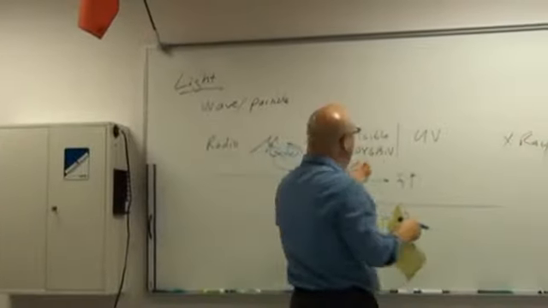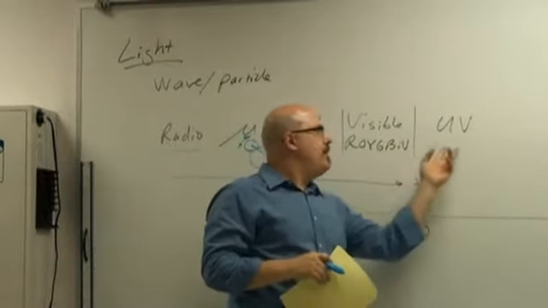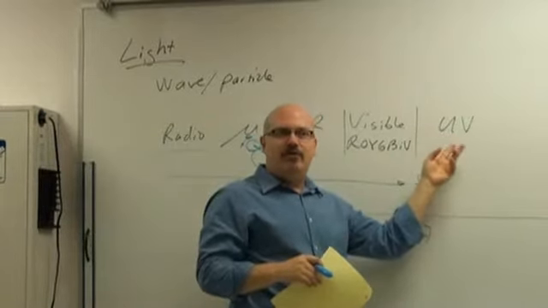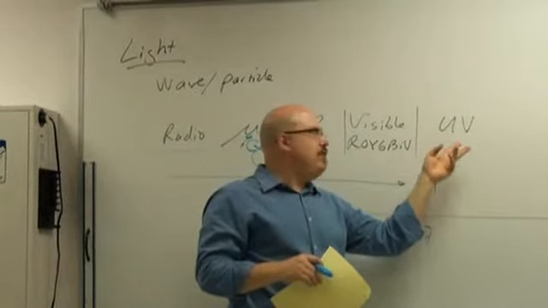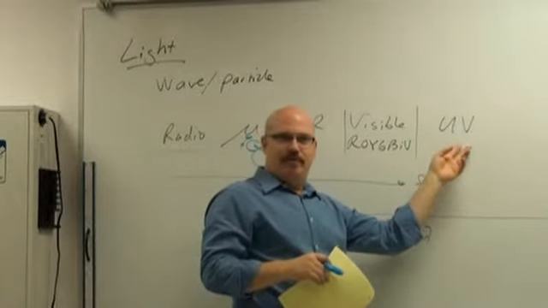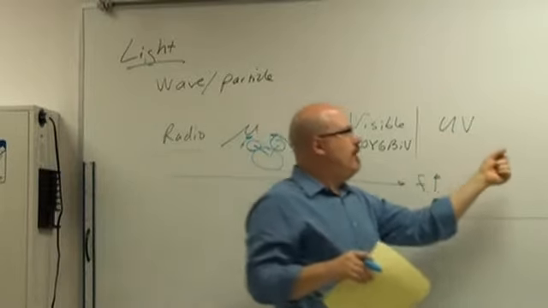All right, visible is only important because our eyes are sensitive to it. Ultraviolet has enough energy to penetrate through your skin and give you a suntan or a sunburn or cancer eventually if you get too much of it. It'll mutate your gene structure.